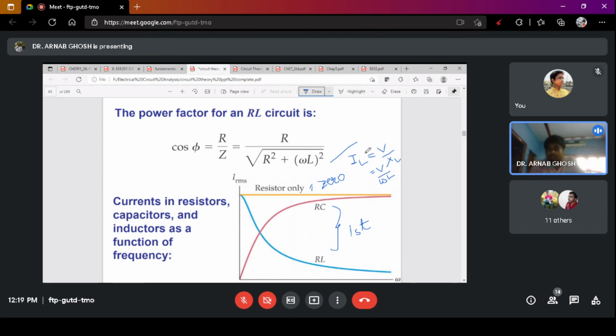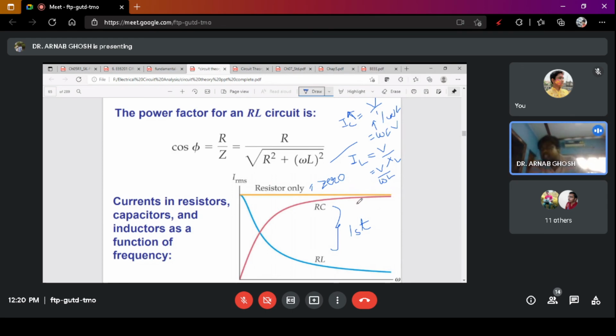But for IC, this is V by XC. And what is XC? 1 upon omega C. So your IC will be equal to omega C into V. So this is your IC. As your omega is increasing, your I will also increase. That is why you are getting this increasing nature of the RC circuit.